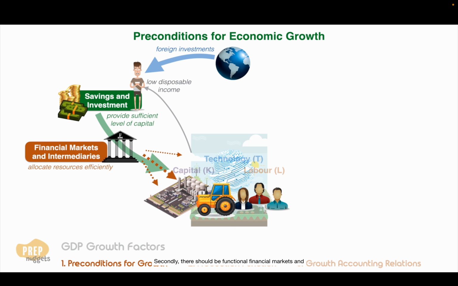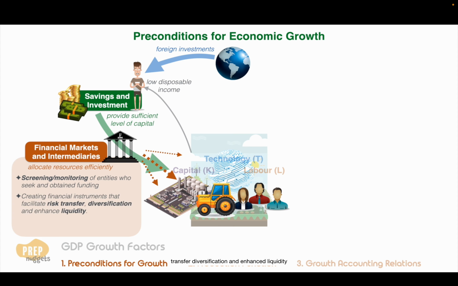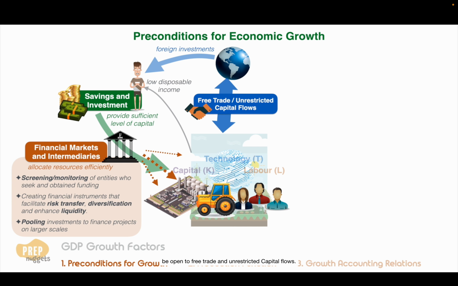Secondly, there should be functional financial markets and intermediaries to allocate resources efficiently. Evidence suggests that countries with better financial markets and intermediaries grow at a faster rate. Efficient allocation of resources is achieved through screening and monitoring of entities who seek and obtain funding, creating financial instruments that facilitate risk transfer, diversification, and enhance liquidity, and pooling small amounts of savings from investors to finance projects on larger scales.